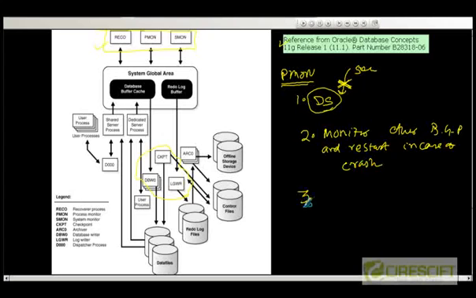The number three job that PMON does: if for whatever reason it detects a problem with the redo buffer and the redo log, for example, there is a process called log writer that writes from the buffer to the log files. If PMON detects that log writer is not doing its job, that is a serious problem, and it should shut down the database. So PMON shuts down the database if it detects a serious problem going on inside the database.